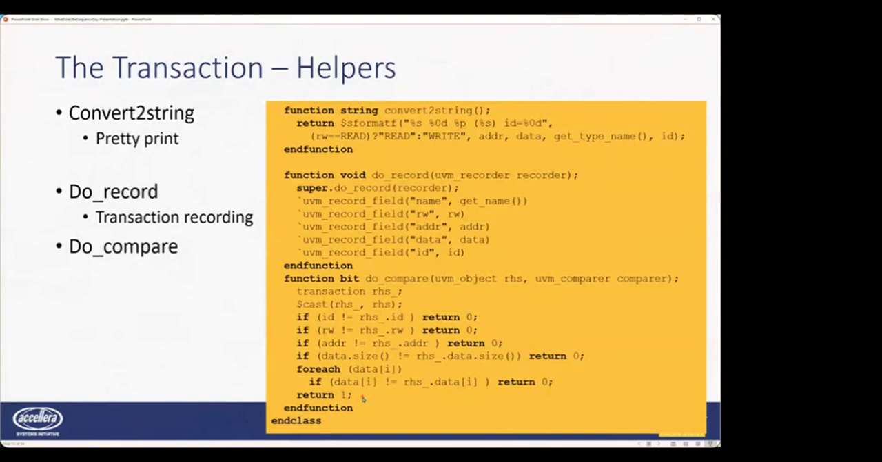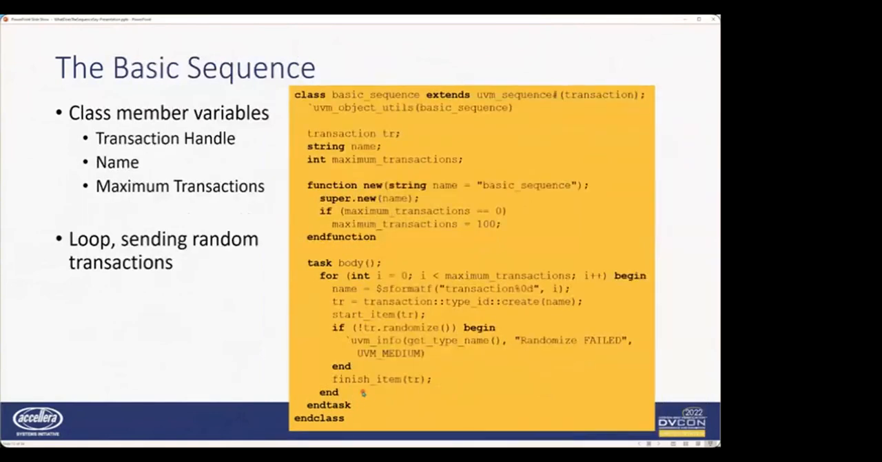And then we have a sequence. So we're going to have a bunch of transactions that we send through, and this sequence is going to do it. This is our basic sequence, has a transaction handle, and it has a field called maximum transactions, which is going to control this loop in the body. When we construct it, we're going to set the maximum transactions to 100.